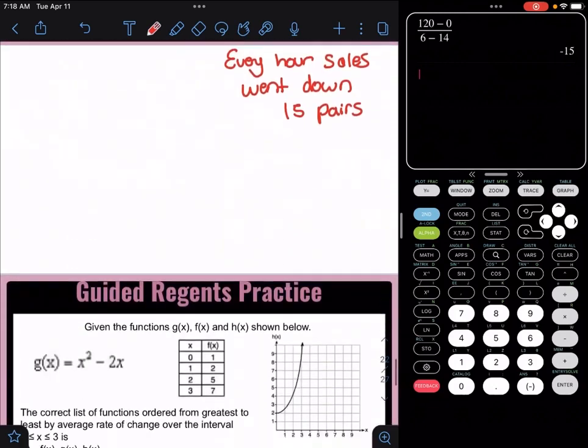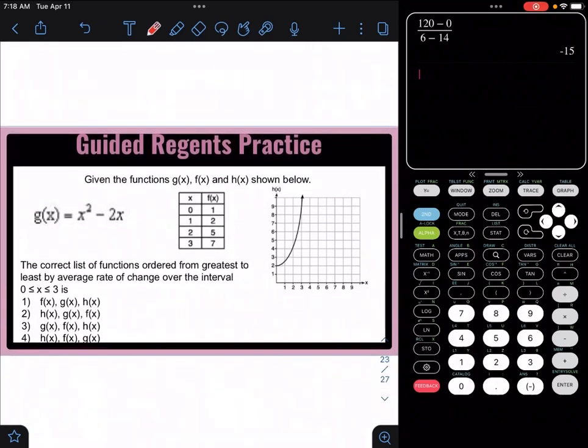All right, let's look at this next one. Given the functions, the correct list of functions ordered from greatest to least by average rate of change over the interval 0 to 3 is. All right, let's look at this first one. If I want to find the average rate of change from 0 to 3, I'm trying to find it from 0 to 3. So I need to find what my value would be when I put 0 in this equation. If I put 0 in this equation, what would I get? I would get 0. Okay?